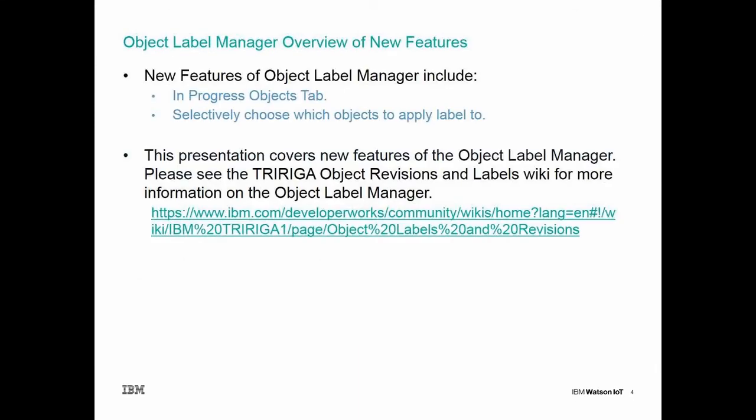Object Label Manager. New features of Object Label Manager include the In Progress Objects tab and the ability to selectively choose which objects to apply a label to. Note that this presentation covers new features of the Object Label Manager. Please see the TRIRIGA Object Revisions and Labels Wiki for more information on the Object Label Manager. The link to the wiki is right here. This wiki also includes a full set of resources and best practices documentation, and also links to previous presentations.